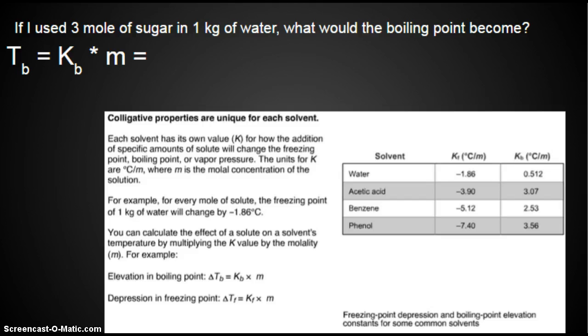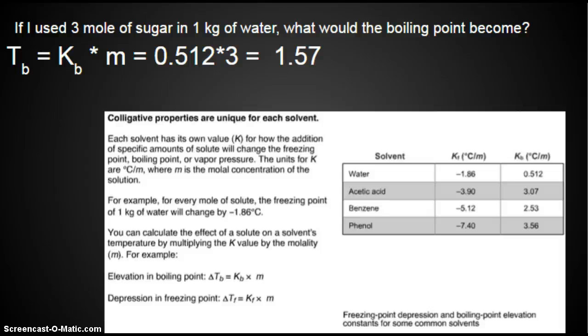Okay, if I use 3 moles of sugar in 1 kilogram of water, what would the boiling point become? All right, so we're using T sub B equals K sub B times m. And what numbers would you put in? 0.512. I'm using the boiling point, so I would use that, times the fact that I have 3 moles per kilogram, so 3 molal, and it equals 1.57.